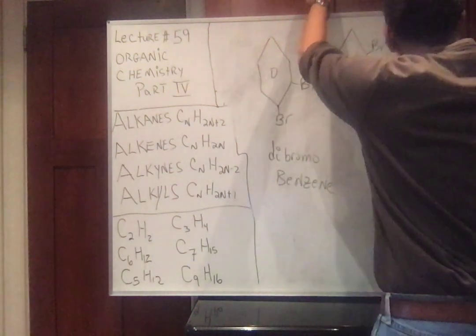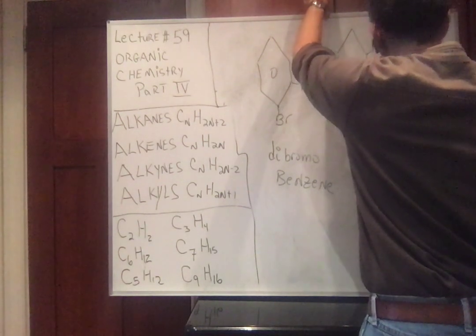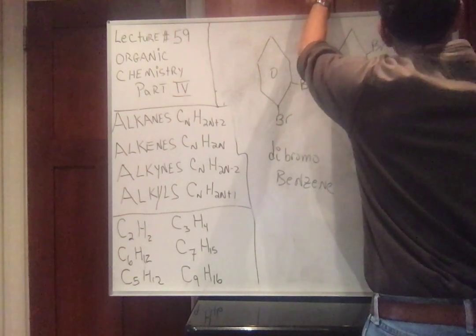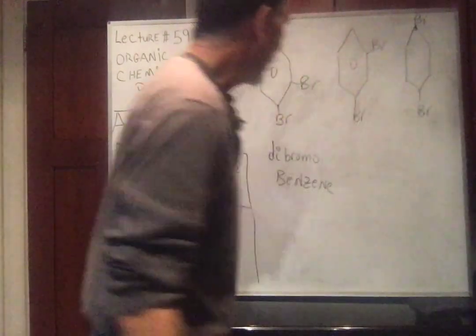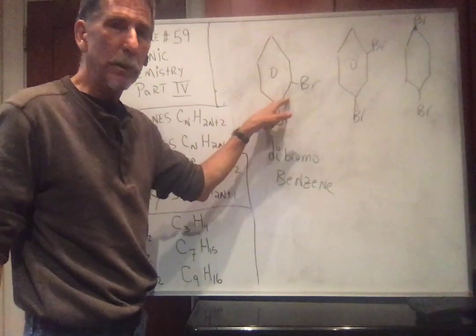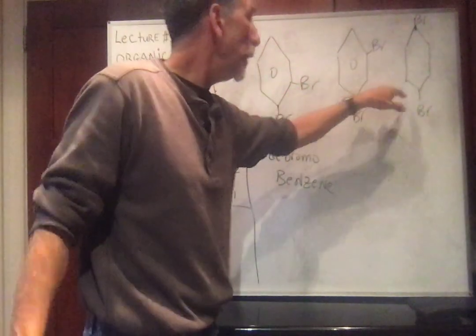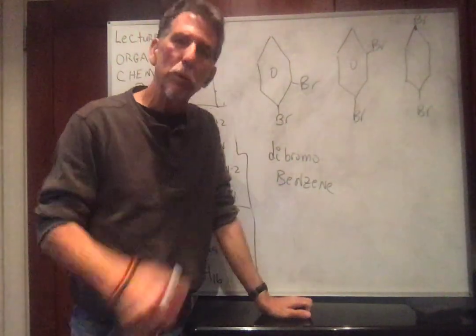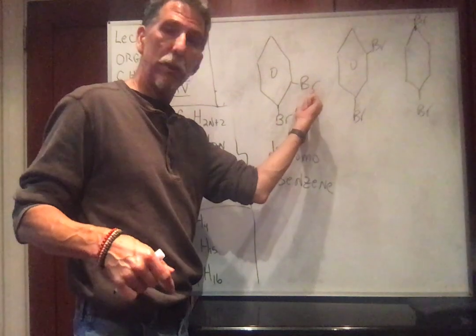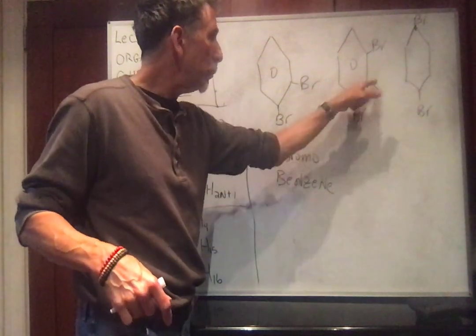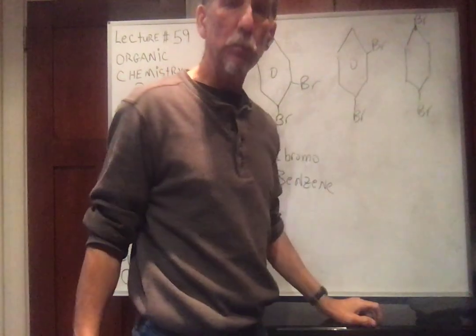And then I'm going to redraw it again. Put the Br on top. Now let's look. Is this dibromobenzene? Yes, 2 bromines. Is this dibromobenzene? Yes, 2 bromines. Is this dibromobenzene? Yes, 2 bromines. So what's the difference? The difference is obviously these are next to each other. These skip 1 bond, and these skip, either way you go, 2 bonds.